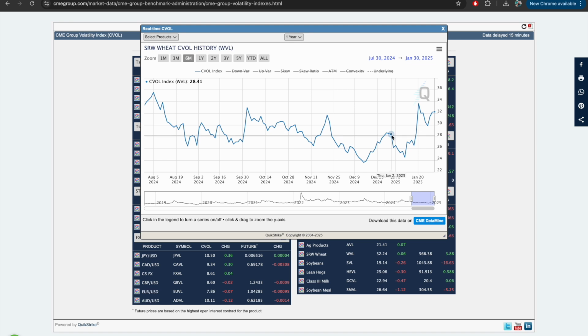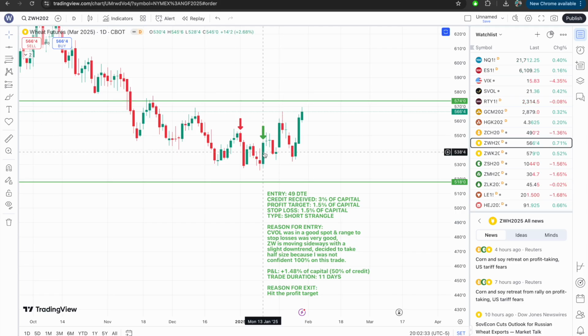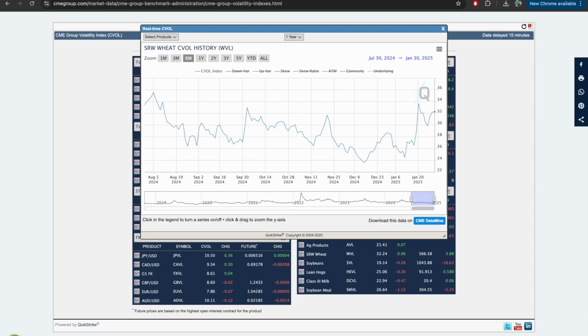When I look at it now, I probably should have taken over 100 days to expiration. It would have been much safer. But CVOL went down, which helped me quite a lot, and obviously I closed this position really quickly. And it worked out pretty well.